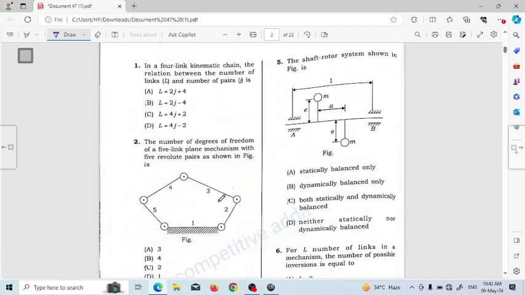So the first question is, in a 4-link kinematic chain, the relation between the number of links and number of pair joints is, so L is equal to 2j minus 4. Option B is the correct answer. So the relation between link and the pair is L is equal to 2j minus 4. So option B is correct.